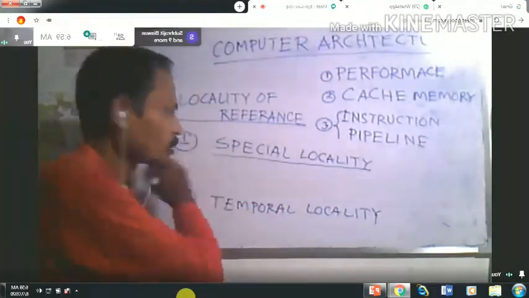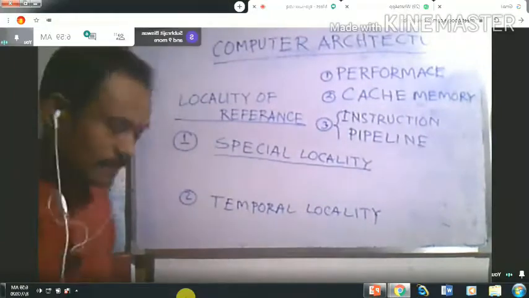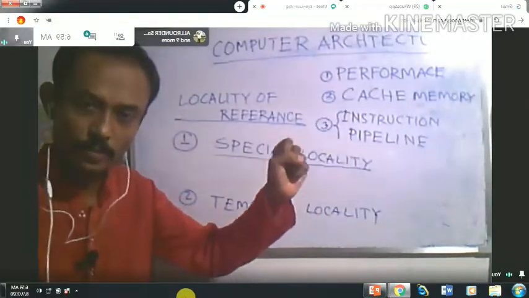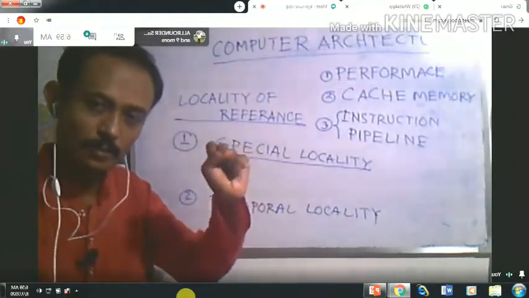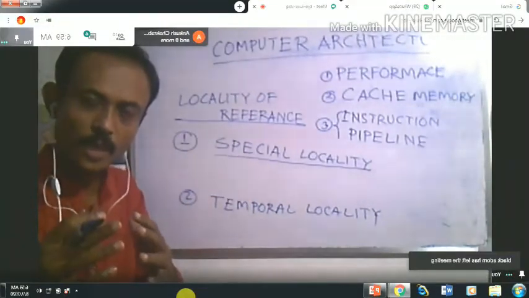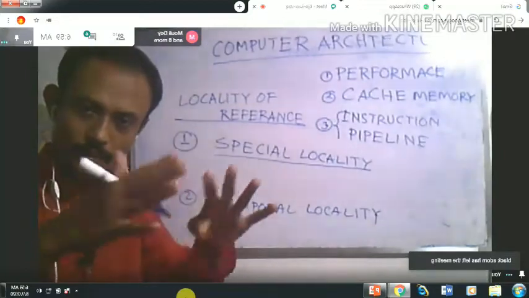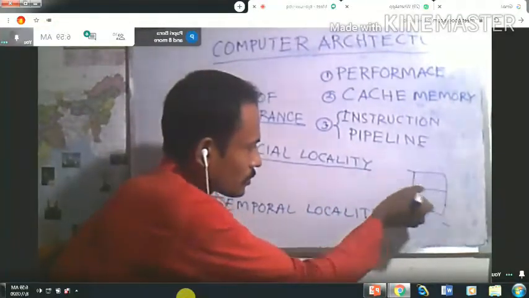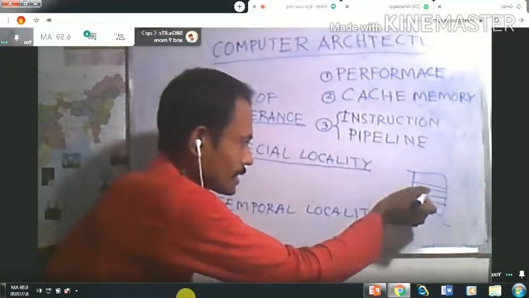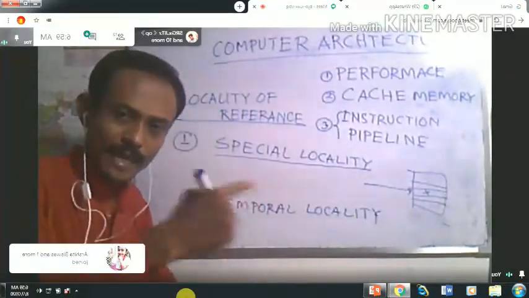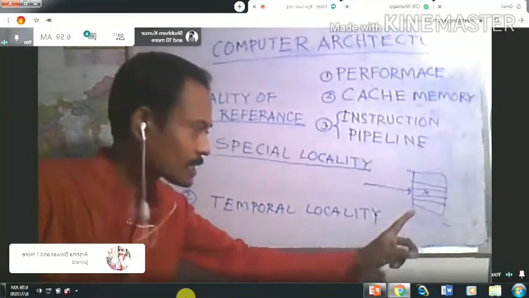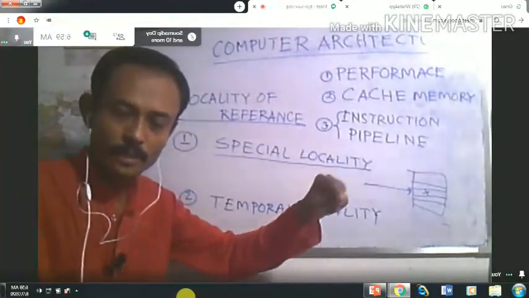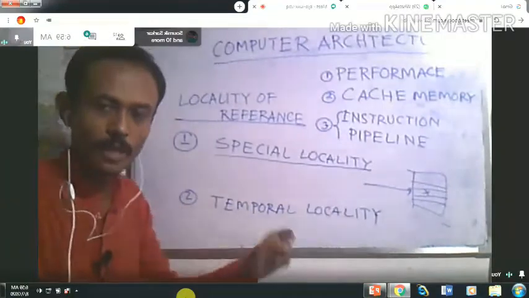So what is the spatial locality? Spatial locality means when the CPU accesses a word from the cache memory, then the next time there is a high probability of accessing the words surrounding that word. That means nearby words. Suppose this is your memory location for cache, and this time the CPU is accessing this particular word. The next time there is a high probability of requesting the words that are neighbors of this particular word, that means surrounding words. That is called the spatial locality.